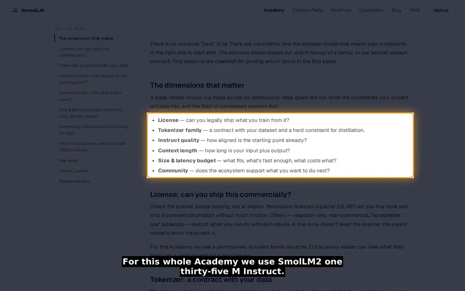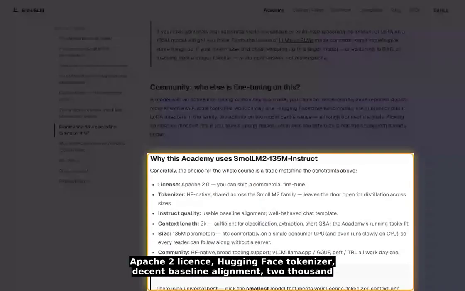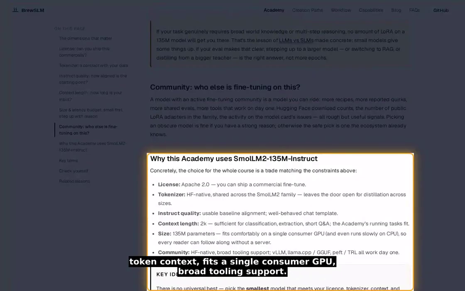For this whole academy, we use SmolLM2 135M instruct. Apache 2 license, Hugging Face tokenizer, decent baseline alignment, 2000 token context, fits a single consumer GPU, broad tooling support. The smallest model that meets the constraints.